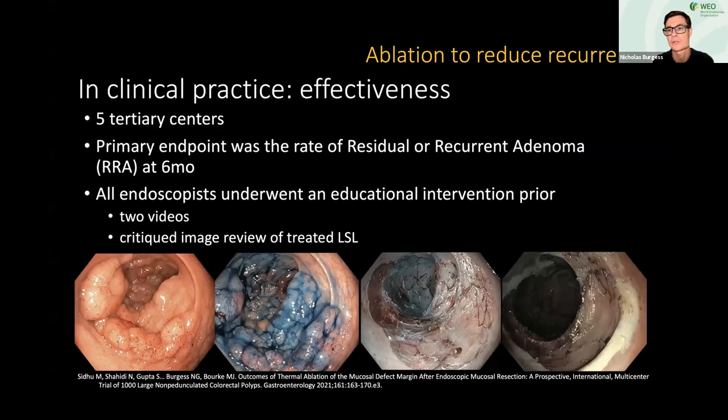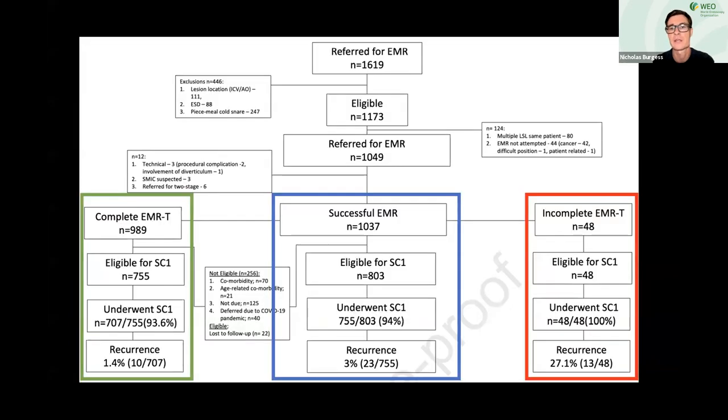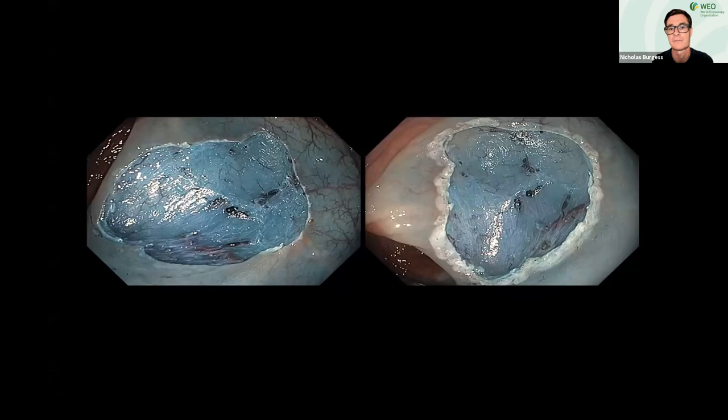When we've looked at it across an international five tertiary center study, we've shown that if you can completely ablate the margins of these lesions, recurrence rates are exceedingly low, down at 1.4% for everyone that's had a complete margin ablation. If you've incompletely ablated the margins, the recurrence rates are much higher. So the few that had an incomplete ablation had a much higher rate of around 27%. So it's important to ablate carefully.